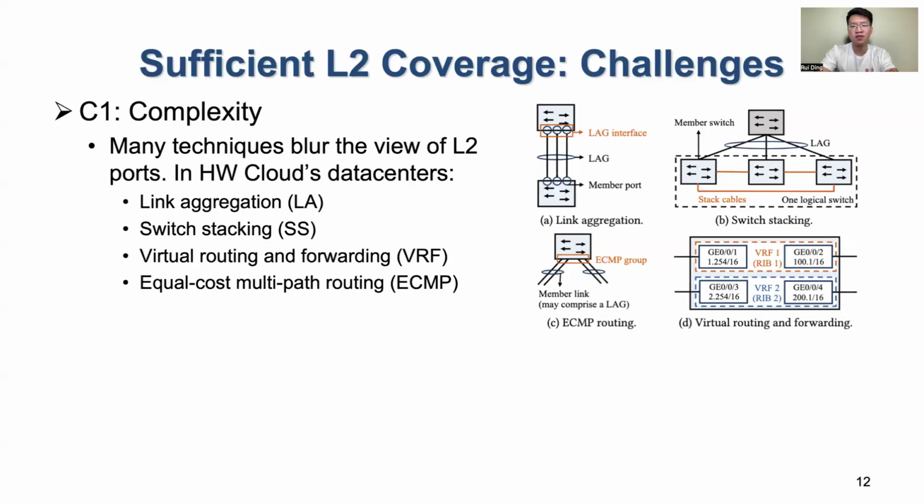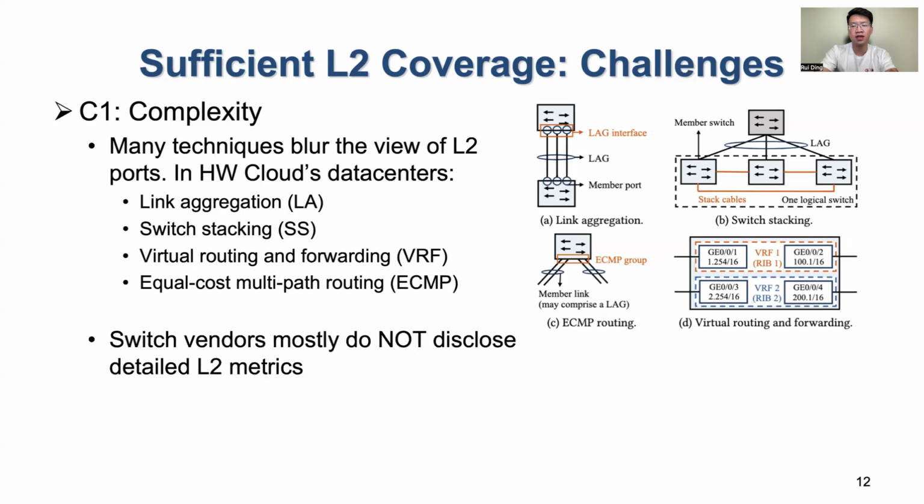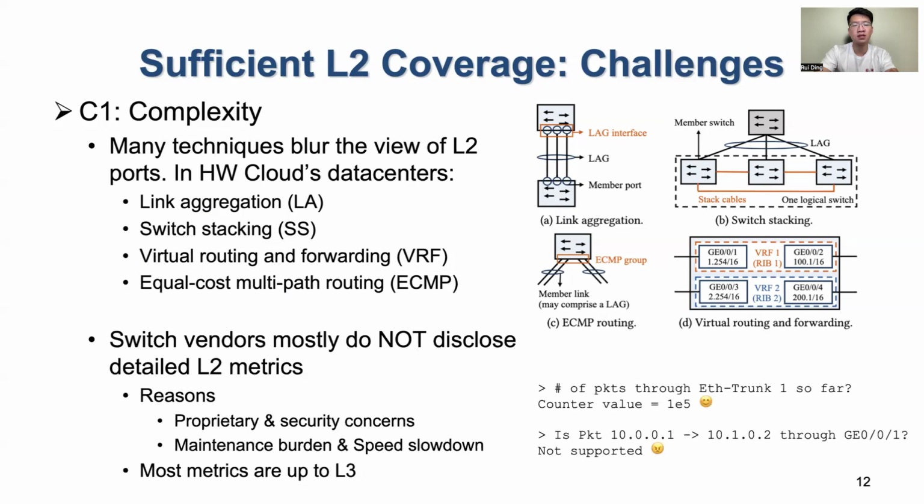What's worse, switch vendors mostly do not disclose detailed layer 2 metrics due to reasons like proprietary and security concerns, maintenance burden, and potential speed slowdown. Most metrics are up to layer 3.